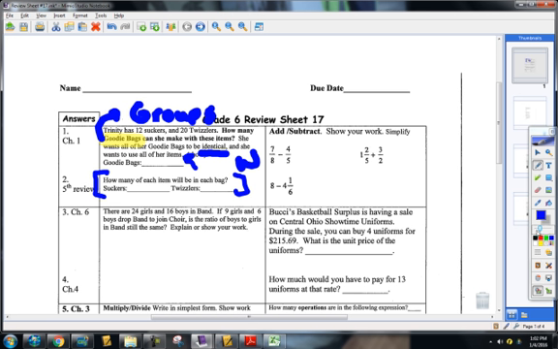Okay, adding and subtracting fractions. If you're ever confused on adding and subtracting fractions, you can always go to YouTube and type in subtracting fractions. It'll probably have a million videos come up that will help you to remember how to do this. I'll do a quick little reminder.